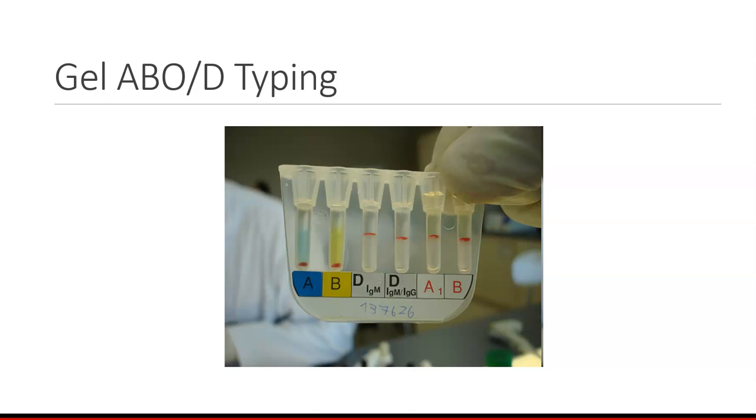And then the reverse type, where we have the known cells and the unknown serum. And so this patient types 4+ with the A1 cells, 4+ with the B cells. So the forward type is O positive, and the reverse type is group O.